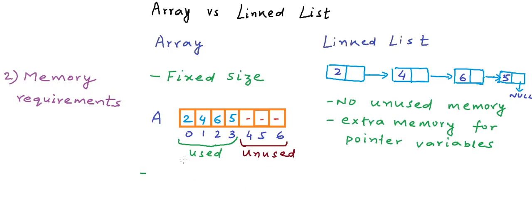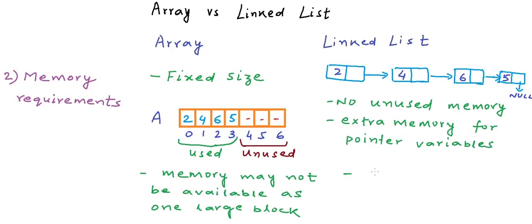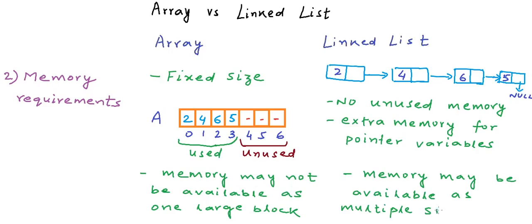Now, one more point with memory allocation. Because arrays are created as one contiguous block of memory, sometimes when we want to create a really large array, memory may not be available as one large block. But if we are using linked list, memory may be available as multiple small blocks. So we will have this problem of fragmentation in the memory. Sometimes we may get many small units of memory but may not get one large block of memory. This may be a rare phenomenon, but this is a possibility. So this is also where linked list scores.